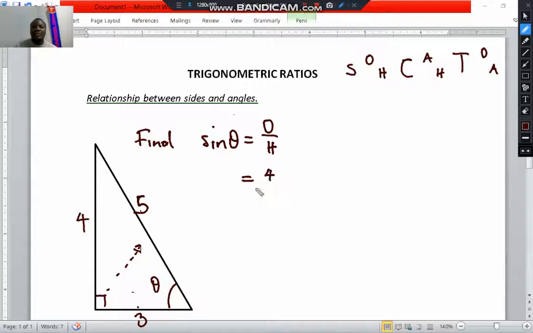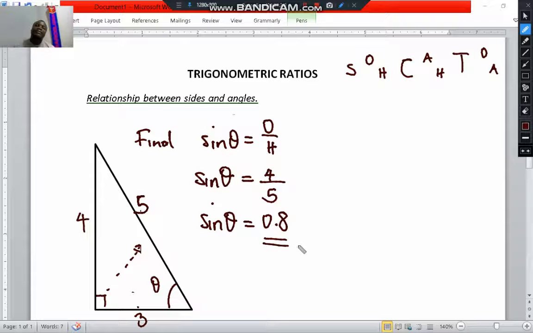We are going to say 4 over, what's the hypotenuse in this case, which is the longest side, is going to be 5. So our value for sine theta, all right, would be equal to 4 divided by 5, which I know you can get. 4 divided by 5 is 0.8. So it means the value of sine theta is 0.8, right?